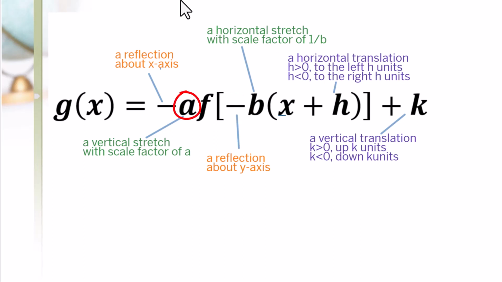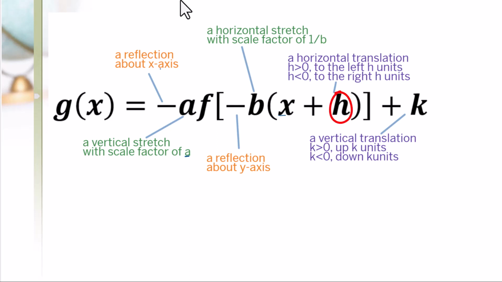For this a, it's a vertical stretch with a scale factor of a. For this b, a horizontal stretch with a scale factor of 1 over b. Remember the rule, inside is a liar. For h and k, there will be a translation.